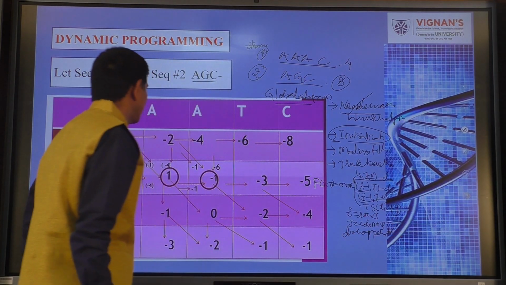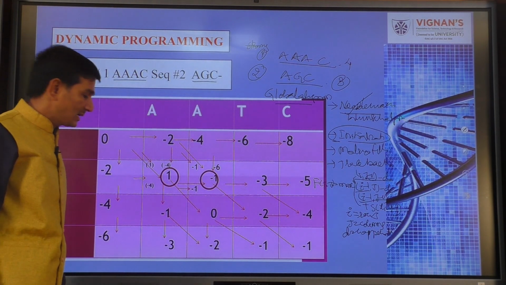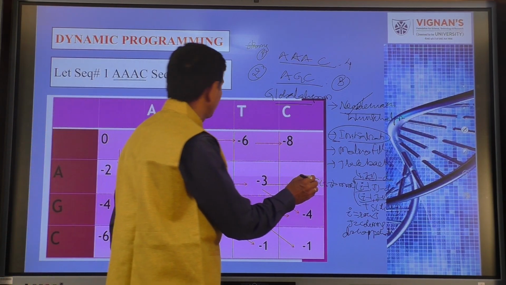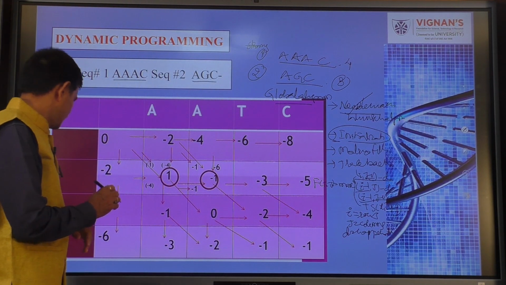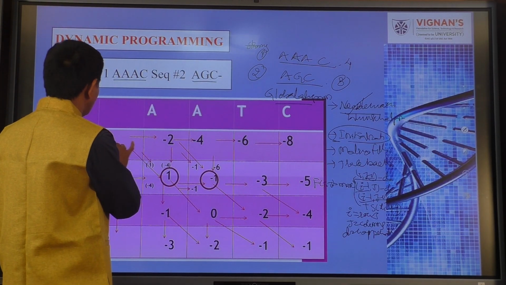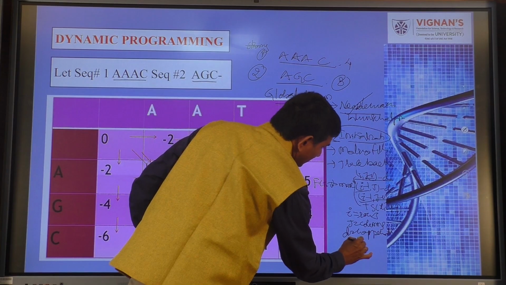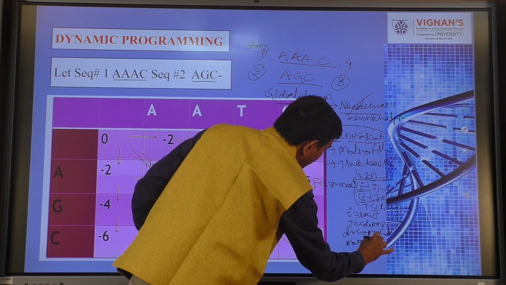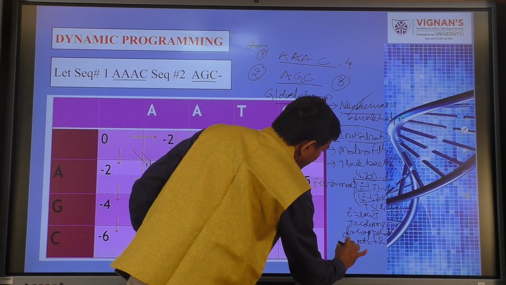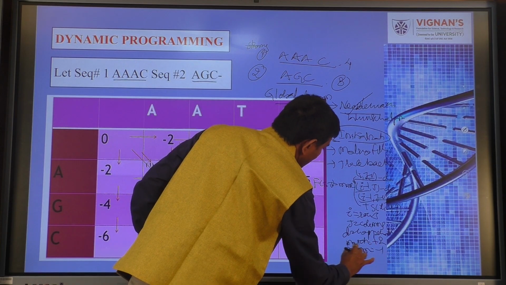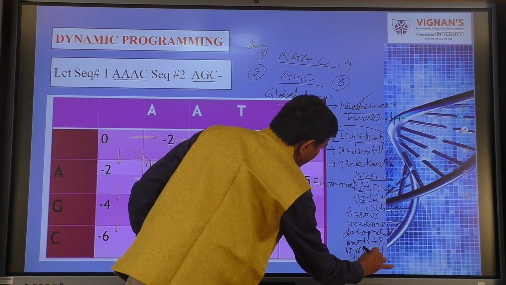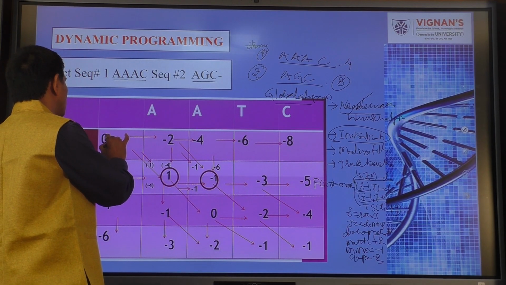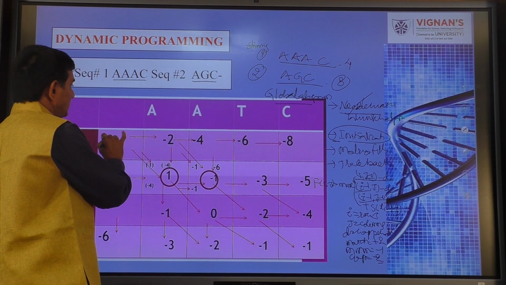D is the gap penalty. I denotes rows, j denotes columns, and d indicates the gap penalty. So, in the initialization step, let us see this. Match is assigned a value of 2, mismatch minus 1, and then gap of minus 2. The first row and first column we call the initialization matrix.